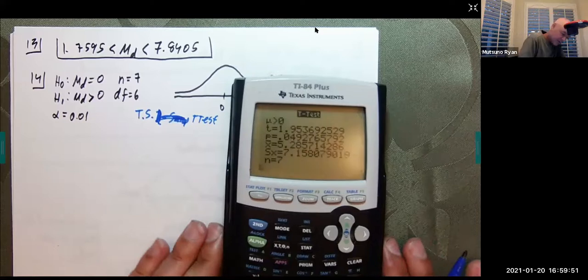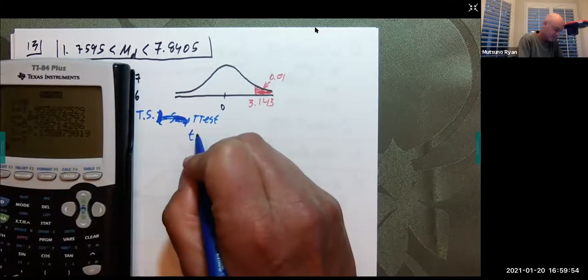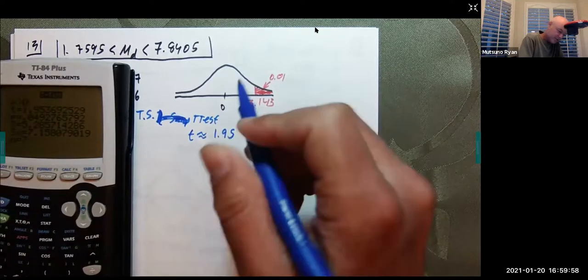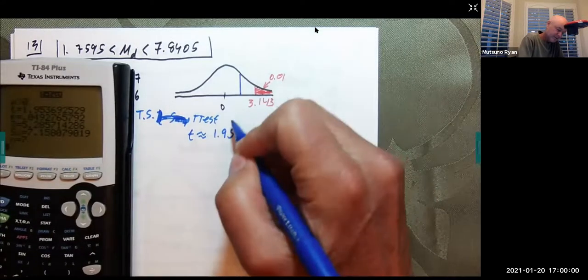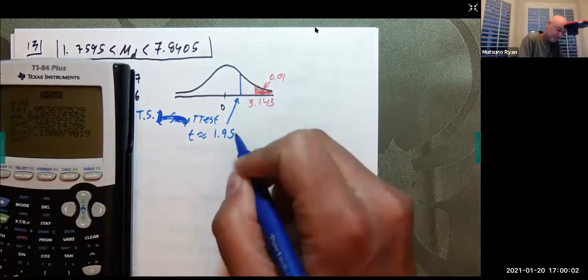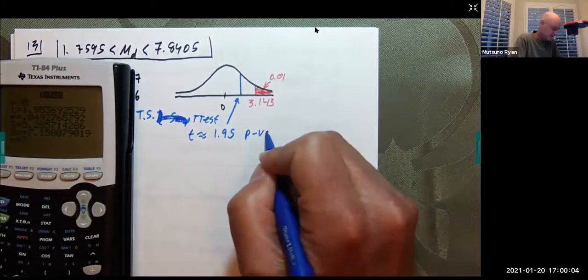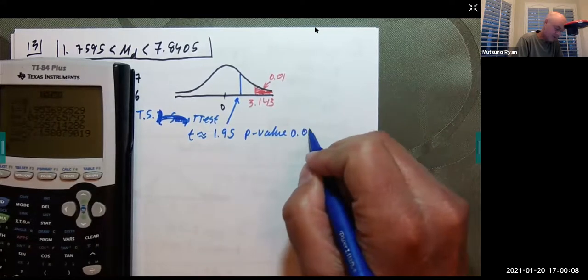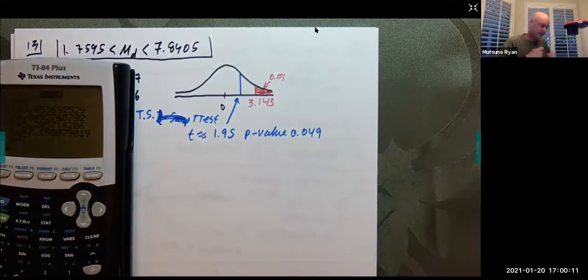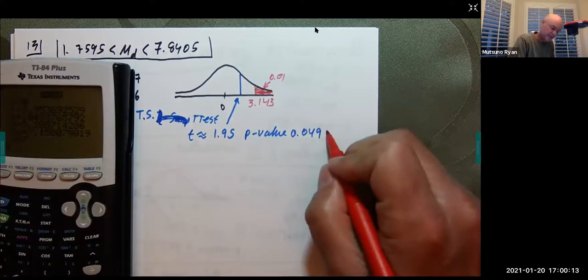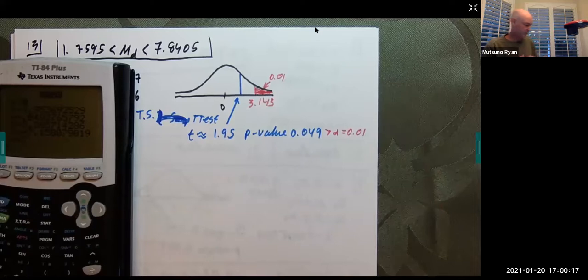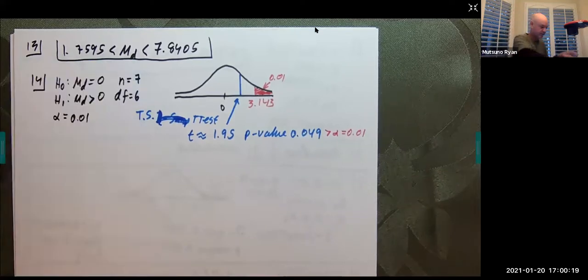So here is our t approximation, 1.95, which I'm going to really exaggerate. Goes here for the p-value of 0.049, which is way bigger than our alpha. So we once again are going to fail to reject.